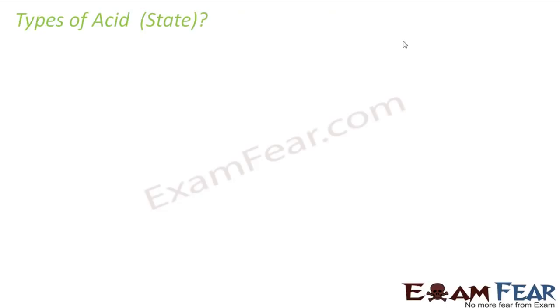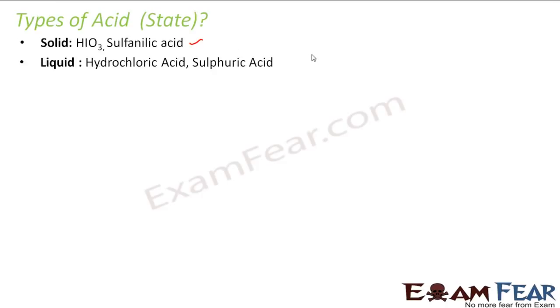We can also classify acids on the basis of state. We have solid acids, for example, sulfanilic acid. We have liquid acids, for example, hydrochloric acid and sulfuric acid. And we have gas acids, for example, H2S and CO2. Carbon dioxide is considered to be acidic in nature, and so is H2S.